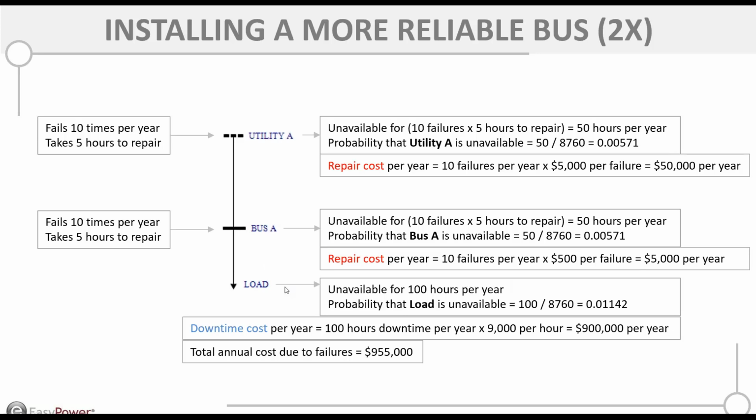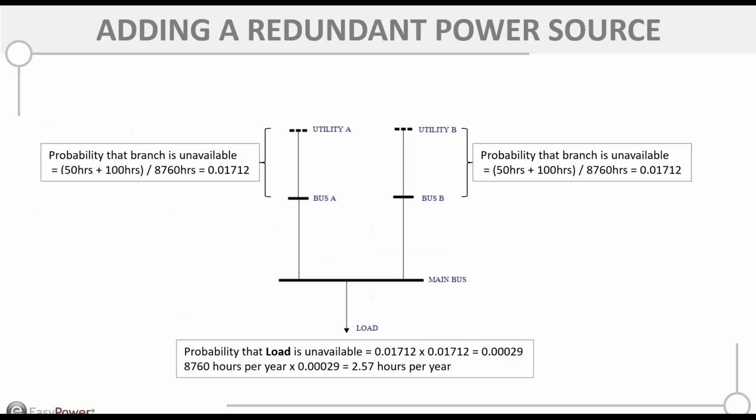So now looking at the load, summing up down to the load, I'm unavailable for 100 hours a year instead of the 150. There's my probability of being down at any given time throughout the year. And my downtime cost now is 900 grand a year because I'm only down 100 hours a year instead of 150. My total annual cost due to all failures is 955. Obviously these are all made-up numbers in terms of failure rates and costs and so on. Individual results will vary. You need to look at your own data.